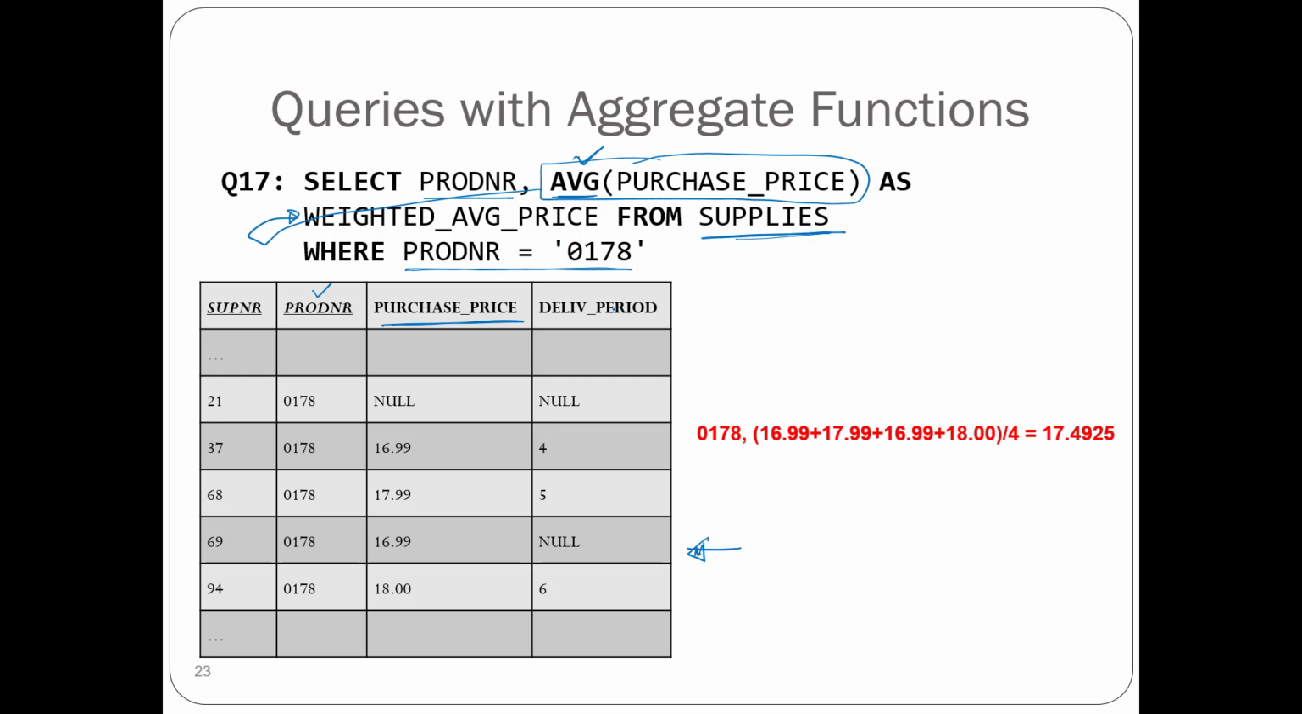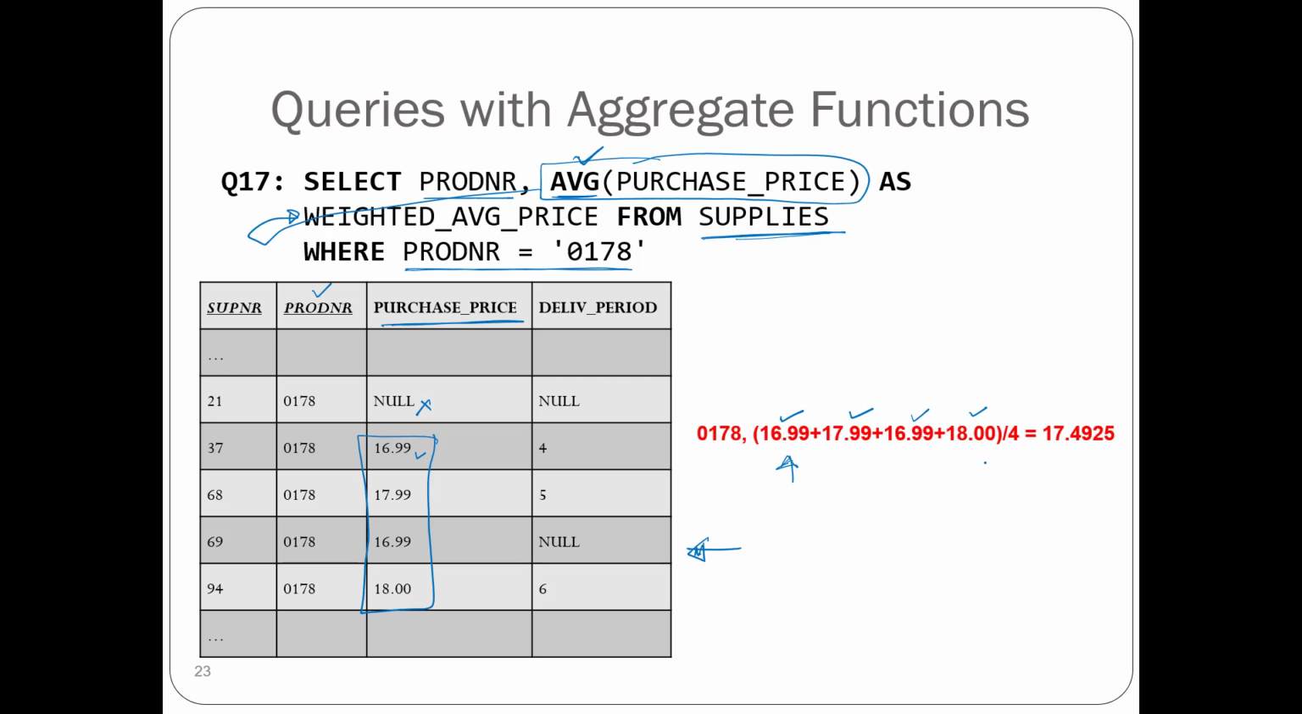So now how is this computation done? That is explained over here. When we say that we want the average on the purchase price, then this null price will be ignored in this average computation. We will consider 16.99, 17.99, and 16.99 one more time, and 18.00. Okay, so we are considering these four values. We exclude the null. And here the average would be, just sum it up, divide by 4, simple.